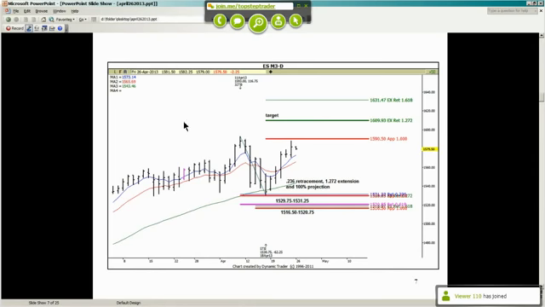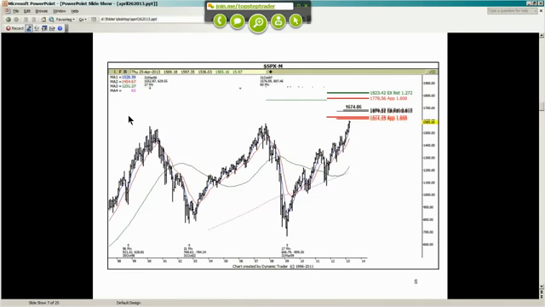And also, this is a little bit of an old snapshot. I took this yesterday, so it does not include today's data on it. Okay, so that's the S&P.